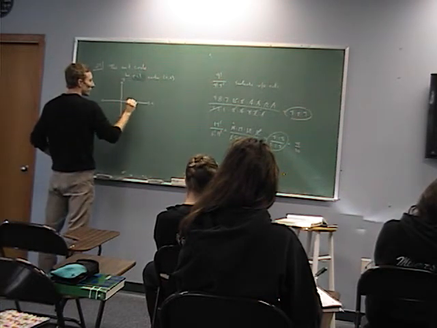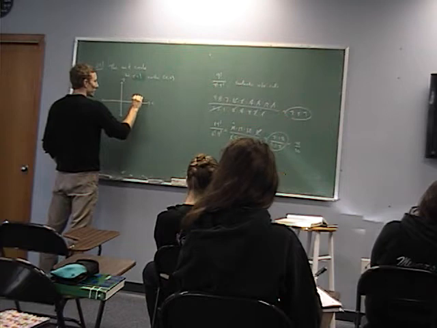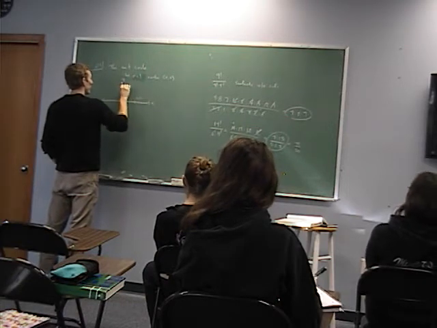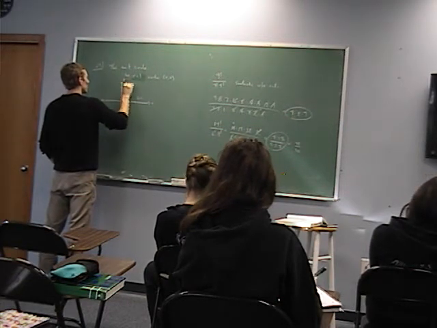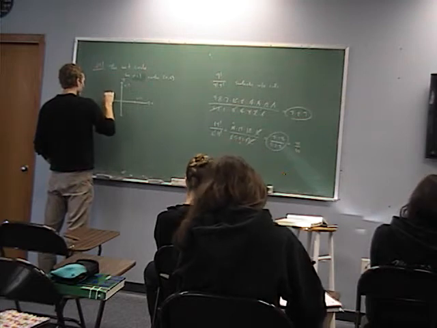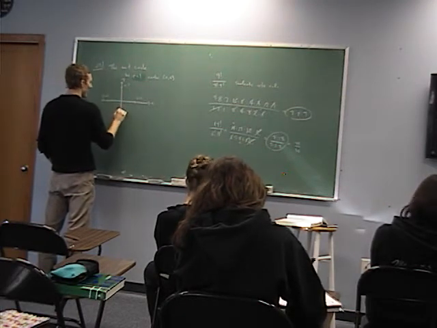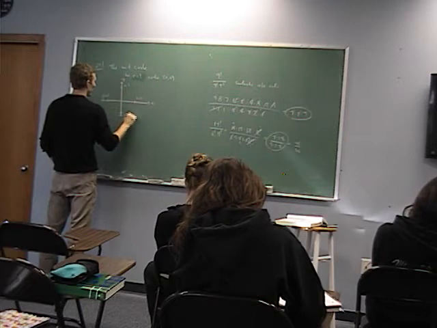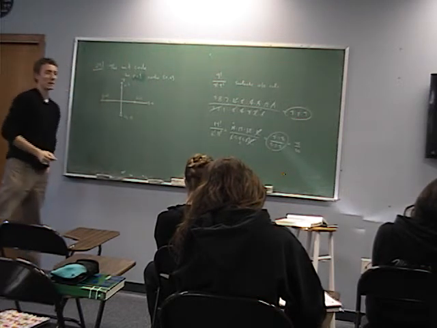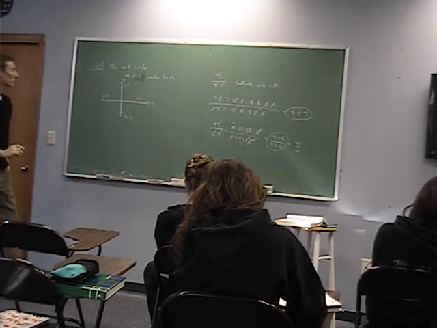Centered at 0, 0, radius 1. So it comes out here to what? Over 1, up 0, over 0, up 1, left 1, up 0, and over 0, down 1. This is the unit circle, radius 1.